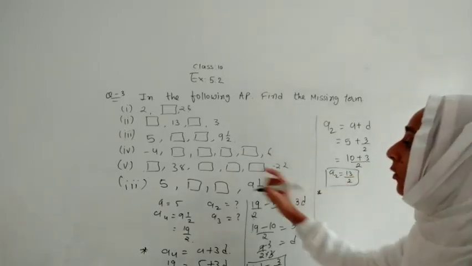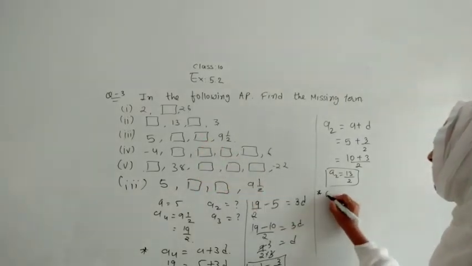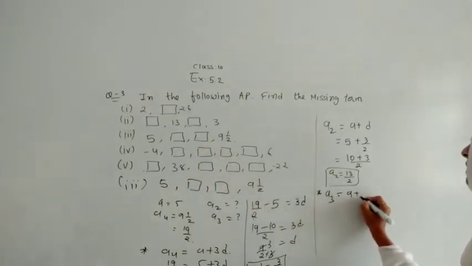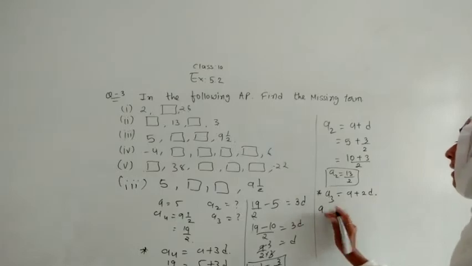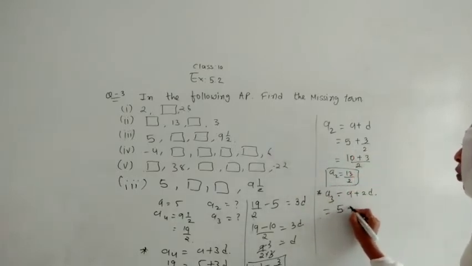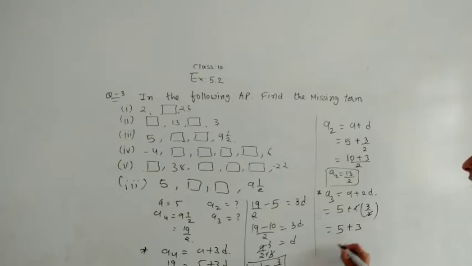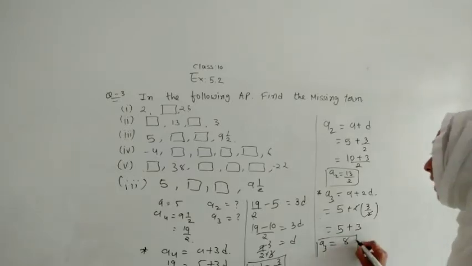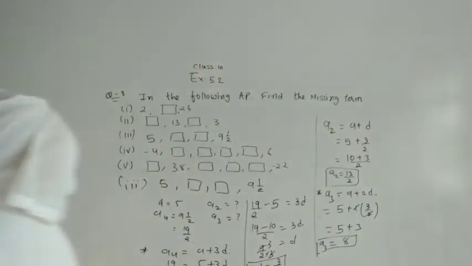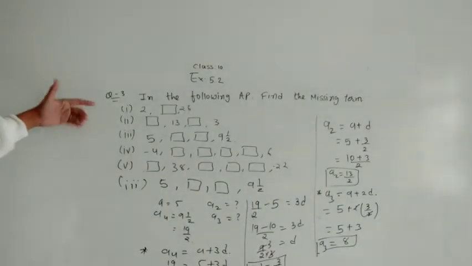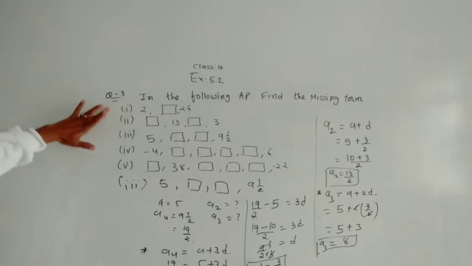Now again we have to find another missing term, that is A3. So what is A3? That is A plus 2D. So A3, we are keeping A as 5 as it is, 2 as it is, and D we got as 3 by 2. So 2 will cut out, so here will remain 5 plus 3, और 5 plus 3 का आंसर होगा 8, यानी A3 का आंसर आया है 8. और this is the similar method which we have done in the first one, that is similar to this third one.